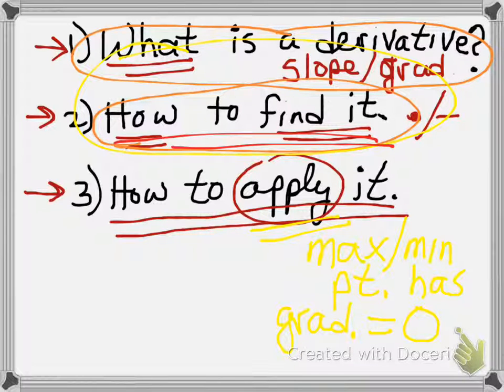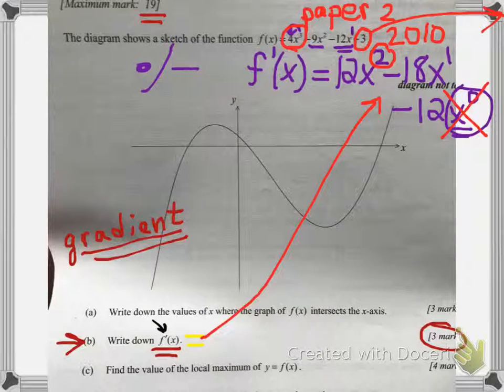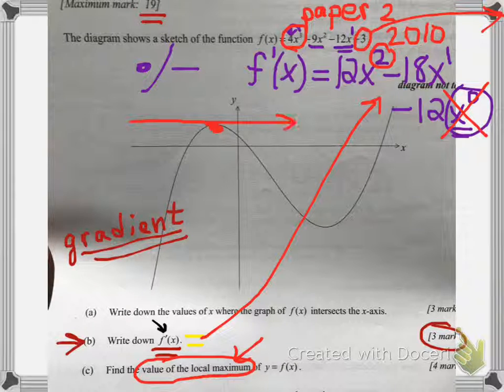Now I want you to notice the very next question is an application of that. Okay, find the local maximum. There's the word maximum. And remember what I told you. The derivative or gradient of every maximum point, here's the maximum. If I draw a tangent line, the slope of this red line is 0.